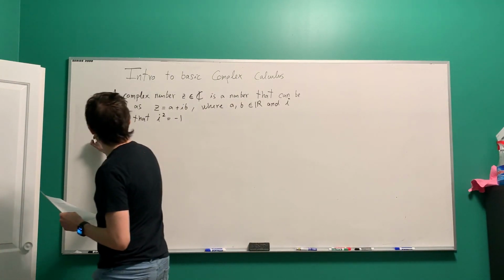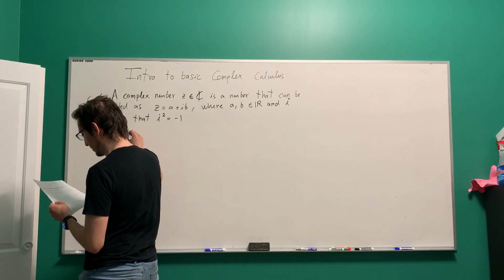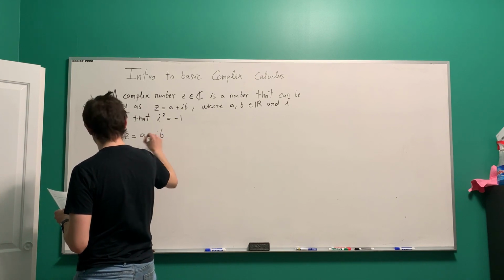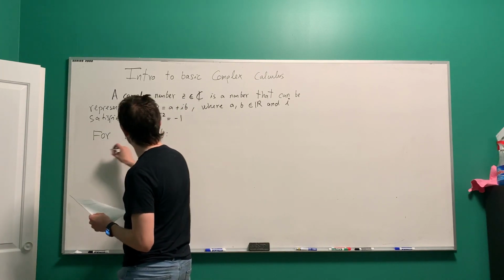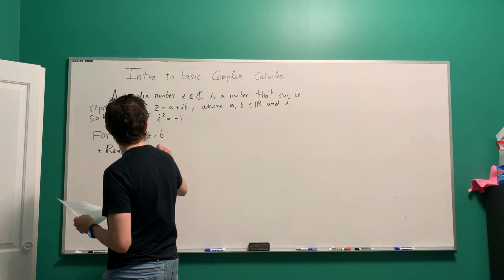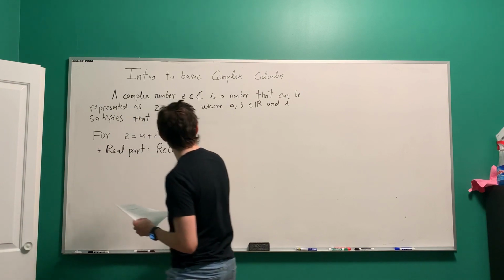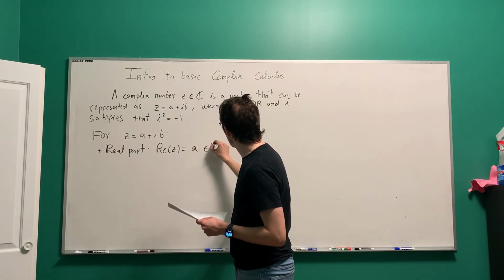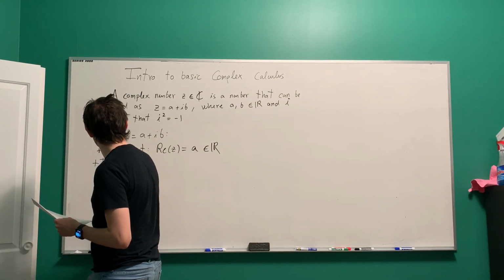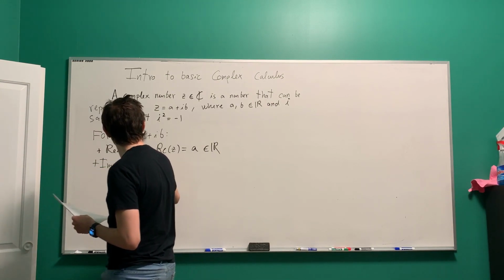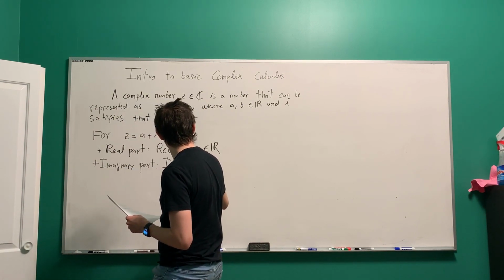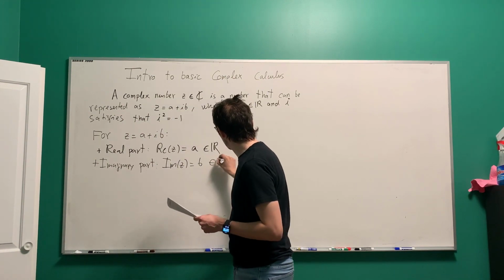All right, so let's review a little bit things that you already know. For a complex number, let's say z equals a plus ib, we define the real part of z, that we notate real of z, well, this is just a. And of course, this is a real number. The imaginary part of z that we notate as imaginary of z, this is b, and it's of course another real number.